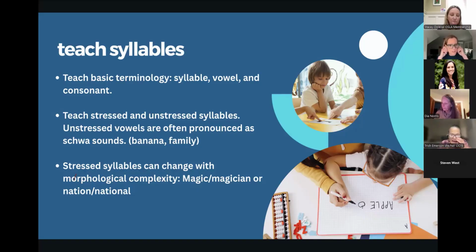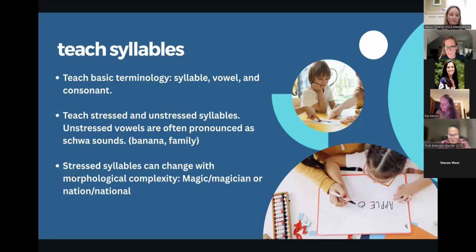Stressed syllables can change with morphological complexity. This was the point I was trying to make before, but the example wasn't perfect. Look at the word magic, right? When we add the suffix IAN, meaning a person who does something, then it becomes magician. The stress of the syllable changes. Magic, the stress is in the first syllable. Magician, the stress is in the second.